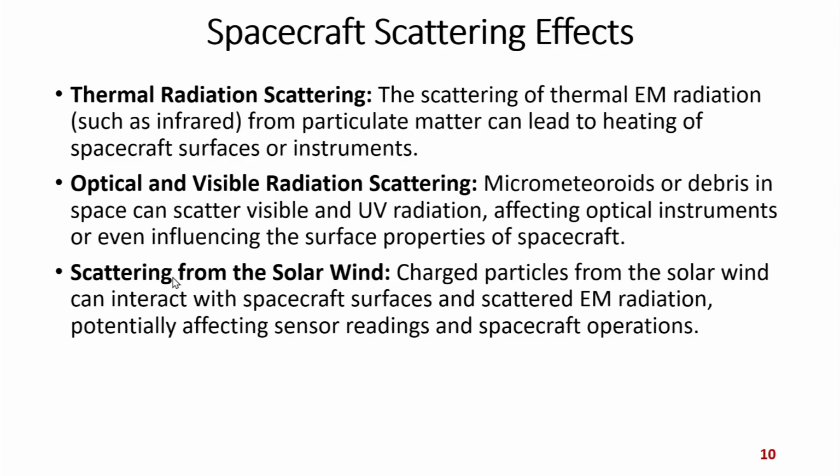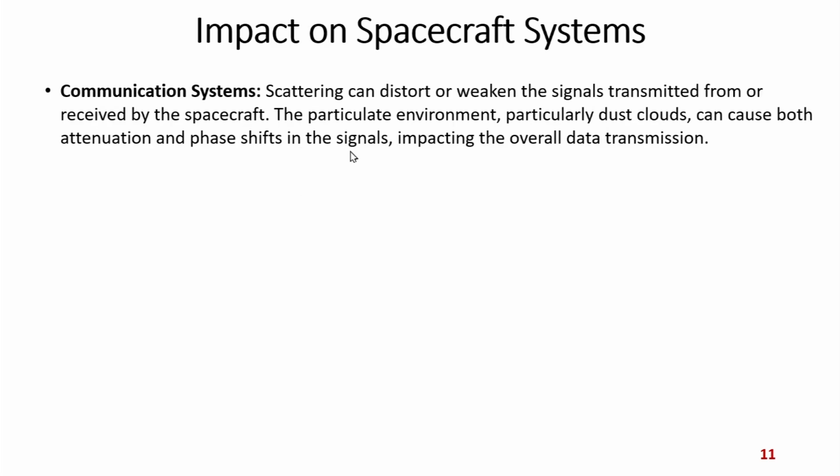Now, this is something we will see in the next sessions when we discuss the plasma environment. Here, the charged particles from the solar wind can interact with the spacecraft surfaces and scatter the EM radiation, potentially affecting the sensor readings as well as the spacecraft operations. So, here the scattering is not by neutral particles but by charged particles. We will see how it impacts the different spacecraft systems.